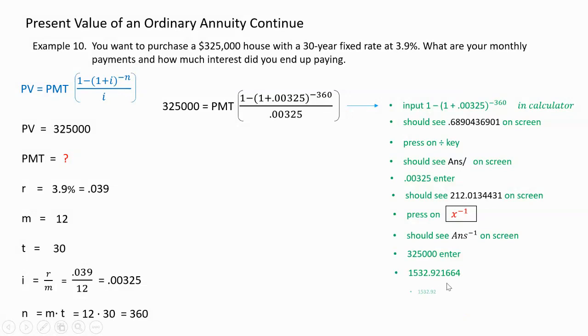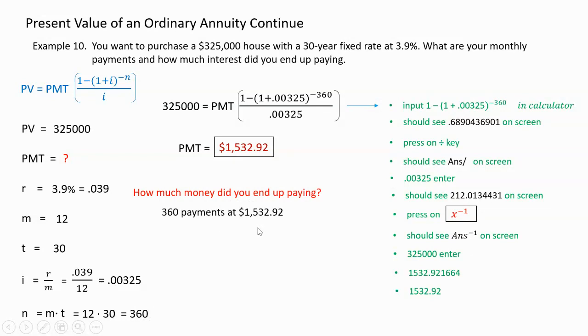So these are your monthly payments, about $1,532.92. Okay, so these are your payments here. So now, how much money did you actually pay for the house? There were 360 payments, right? So you multiply that by 1,532.92, which will give you $551,851.20. That's how much you end up paying for the house.